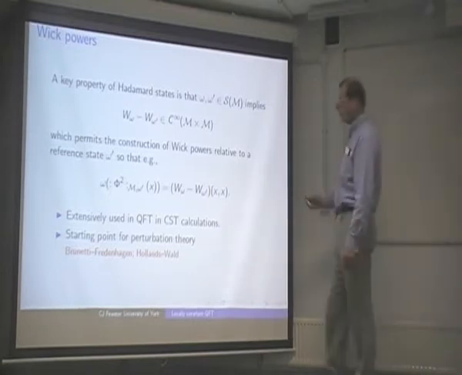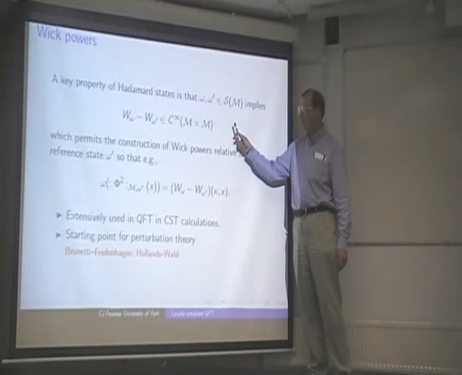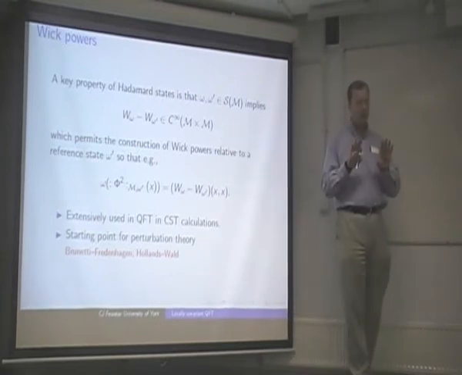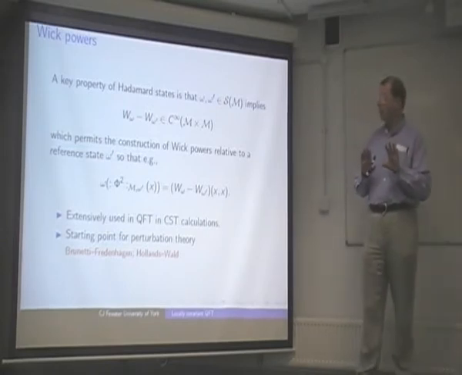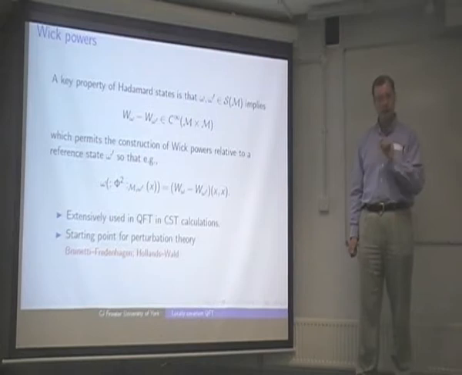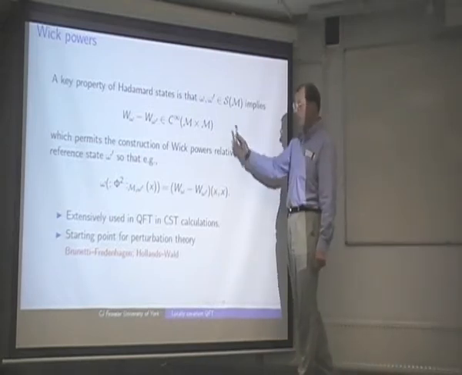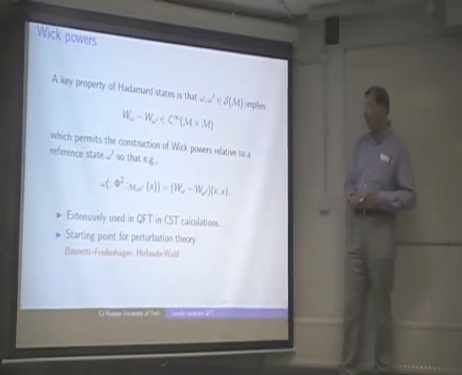What it does for us, the Hadamard condition, is that when we take the difference of the two-point functions, these W omegas, when we have two Hadamard states, we get a smooth function. So the nice thing about them is that their differences are smooth, and that allows me to do something which we like to do in quantum field theory, to form Wick squares.